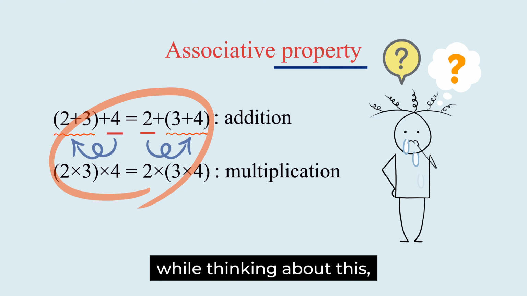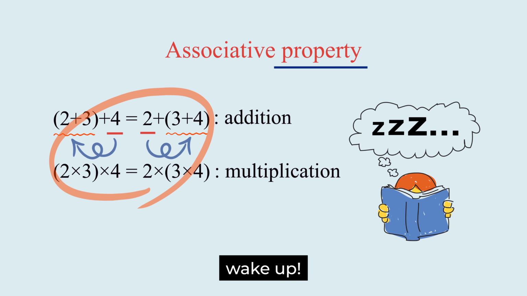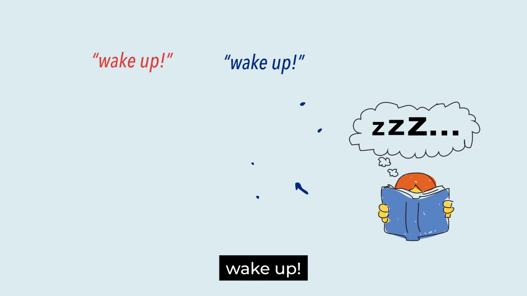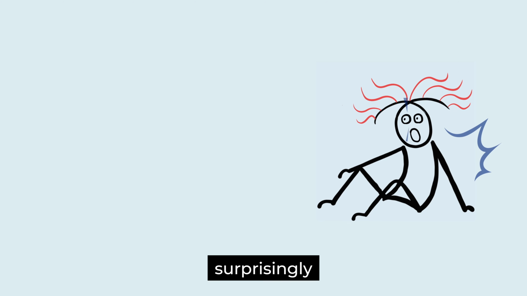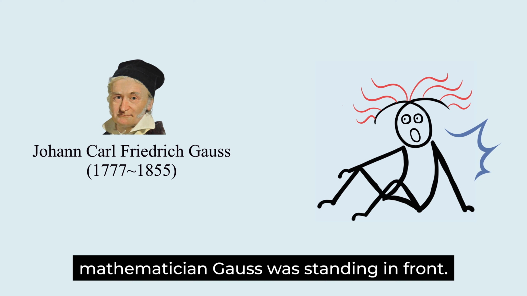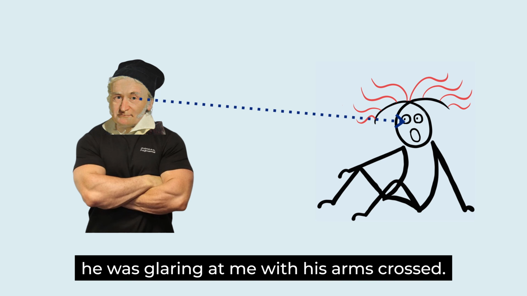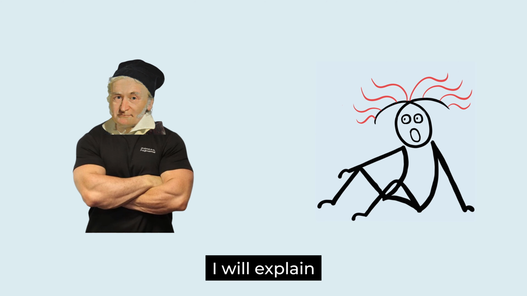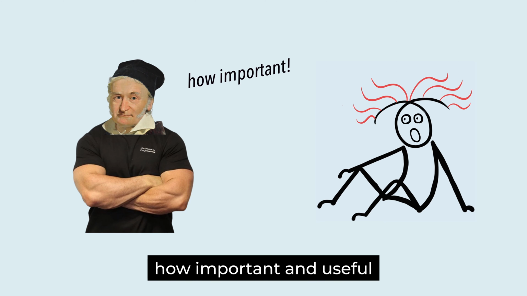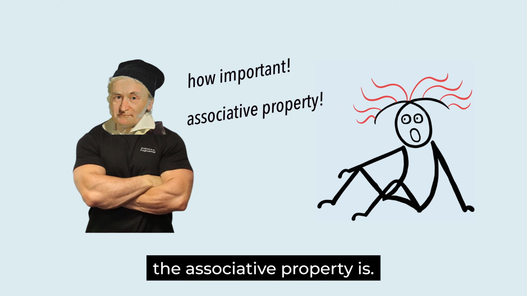While thinking about this, I fell asleep. Wake up! Wake up! I woke up startled. Surprisingly, mathematician Gauss was standing in front. He was glaring at me with his arms crossed. I will explain how important and useful the associative property is.